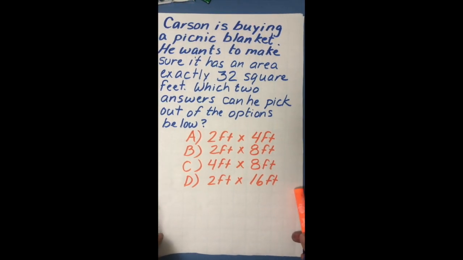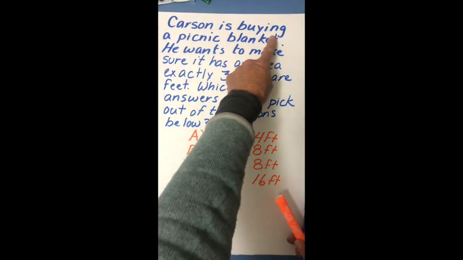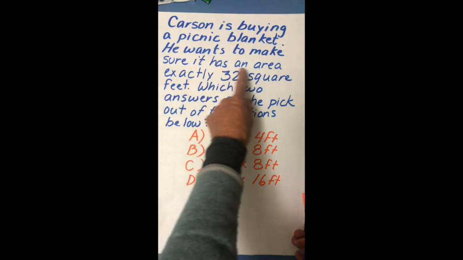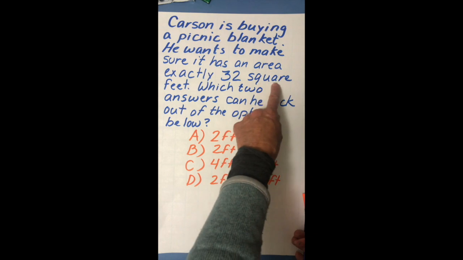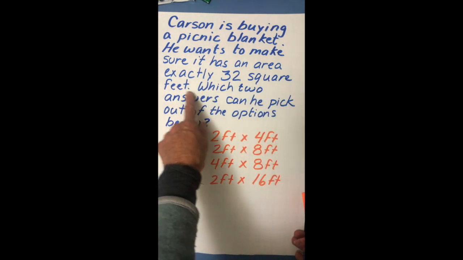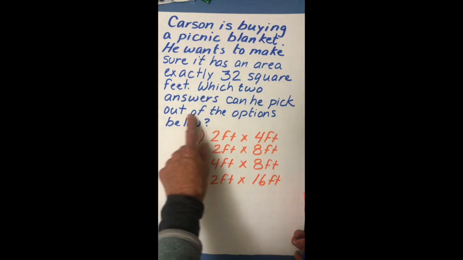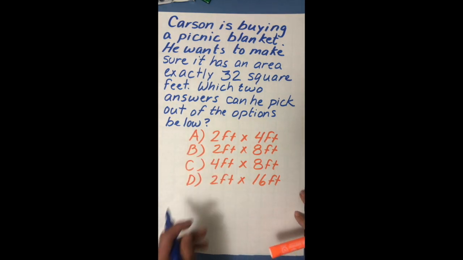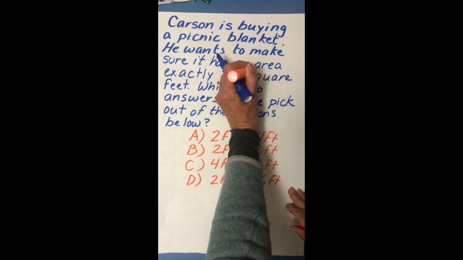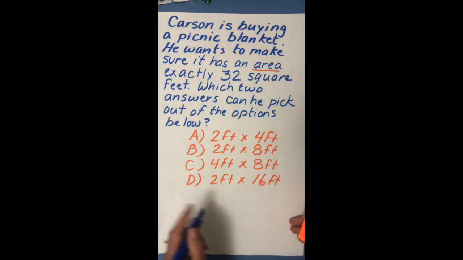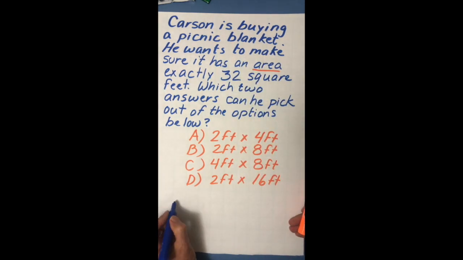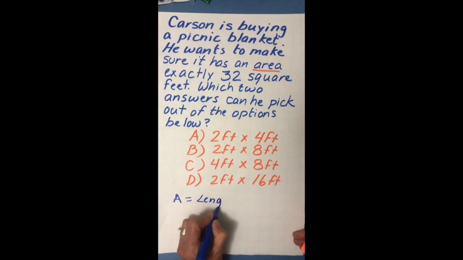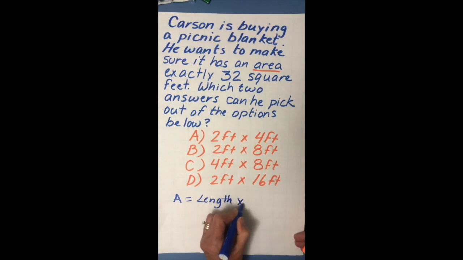Okay. Question number 2. So this one is, Carson is buying a picnic blanket. He wants to make sure it has an area exactly 32 square feet. Which 2 answers can he pick out of the options below? Well, again, perimeter plus is the frame of the window. Area is the squares, length times width. So I know area is going to be equal to length times width.